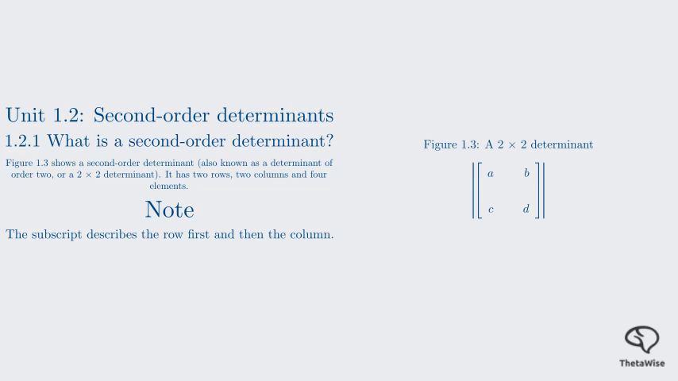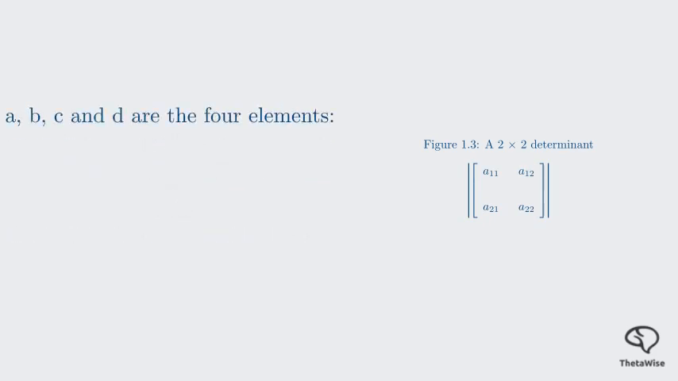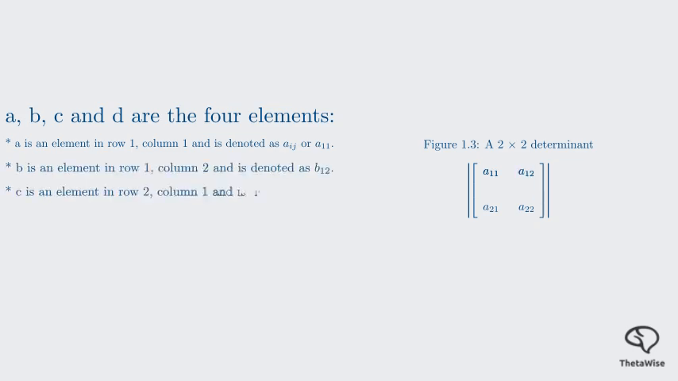We use a double subscript notation to do this. The first subscript indicates the row, and the second indicates the column. Let's label our elements using this notation. So the element A is in the first row and first column. We can denote it as A sub 1,1, or Aij, where i is the row number and j is the column number. Similarly, B is a 1,2, C is a 2,1, and D is a 2,2. Understanding this notation is crucial for working with determinants.